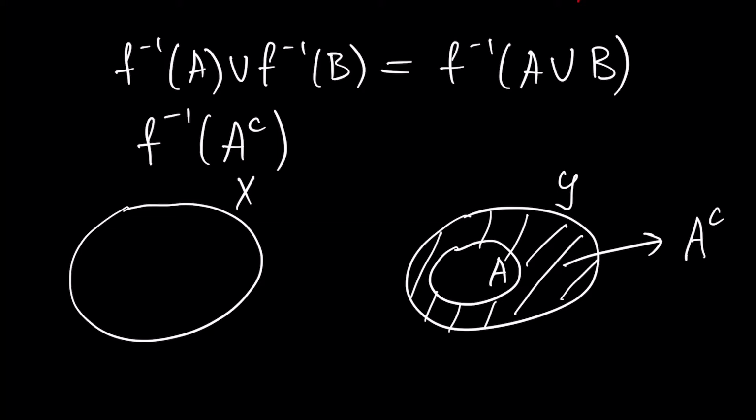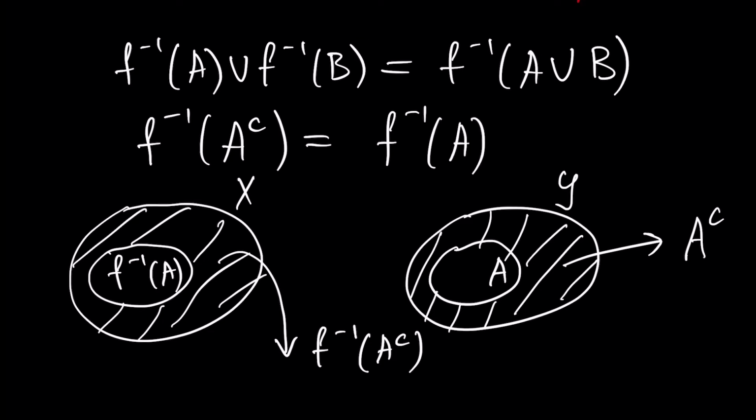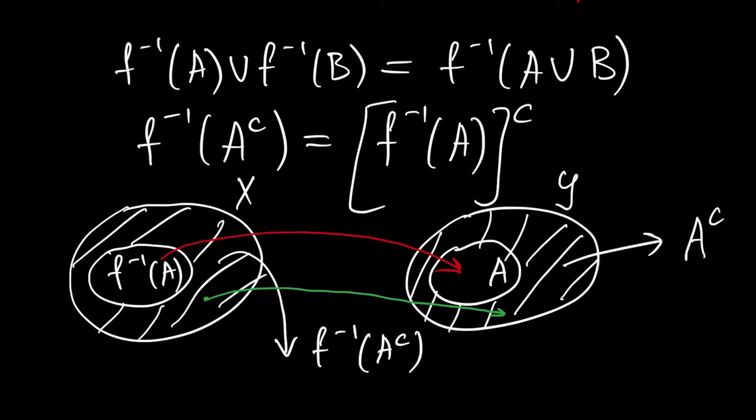And of course, let's draw here a pullback f minus 1 of A, and in this case, this is f minus 1 of A^C. So f minus 1 of A^C is equal to f minus 1 of A, and then we take a complement. So this set is mapped into this set, and this complement is mapped into this complement.